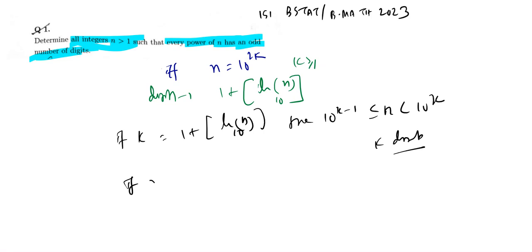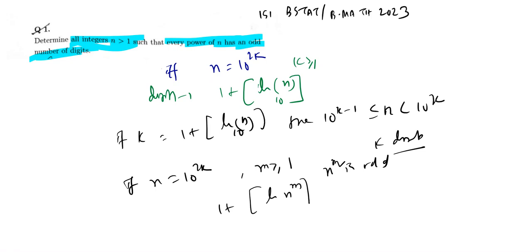Now if n equal to 10 to the power 2k हो गया, so for m greater than equal to 1, then the number of digits in n to the power m is odd. तो वहाँ क्या होगा? 1 plus log n to the power m, इसका फंक्शन ले लेंगे, equal to 1 plus 2km, only odd.